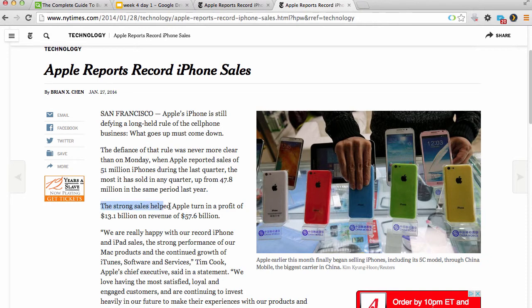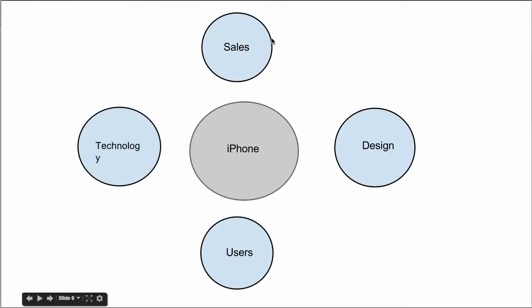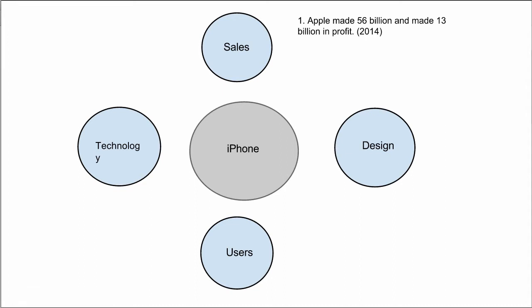This right here is a detail that I could extract and put right into my cluster that's related to the iPhone sales. So I could actually put that right in here. So I'm going to do that. Apple made 56 billion and made 13 billion in profit 2014. All right, incredible detail, huge. That's only one. Now I have to come up with 5.